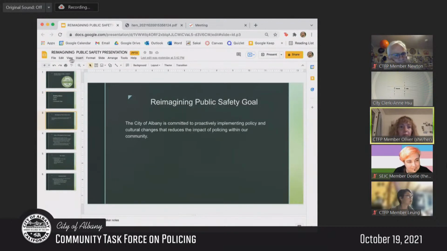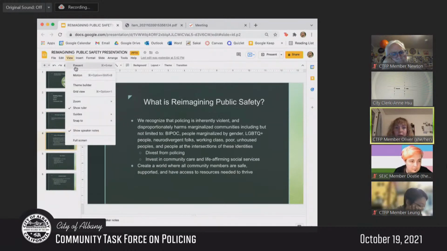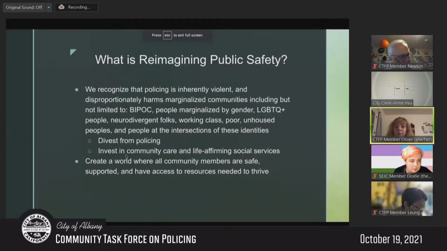All right. Next, we wanted to clarify what our goal was. Our goal was to proactively implement policy and cultural change that reduces the impact of policing within our community. And we will further elaborate about that on the next slide. So what is reimagining public safety? What was our philosophy and why we chose to do what we did.